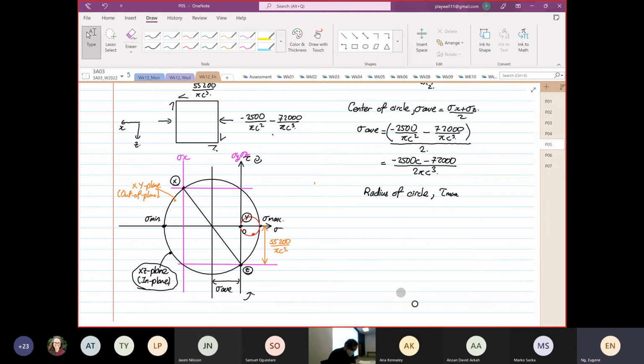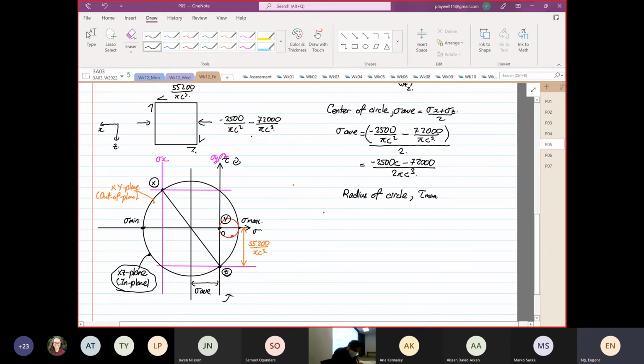So from here, we can find our tau max, which will be equal to a big square root, right? So stress average minus 2500 C minus 72,123 divided by 2 pi C cubed, squared, plus 55200 over pi C cubed, and the whole thing is squared.